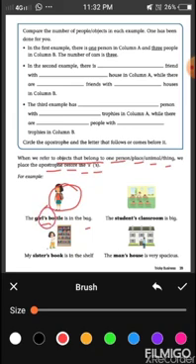The student's classroom is big. Here we have only one student, so we are adding the apostrophe before S. My sister's book is in the shelf. Here we have only one girl, so we are adding the apostrophe before S. The man's house is very spacious. Here we have only one man, so we are adding the apostrophe before S.